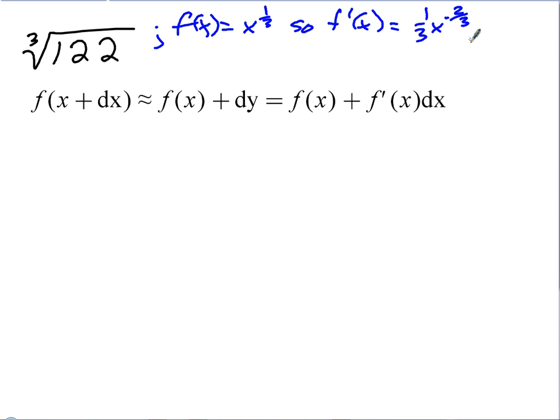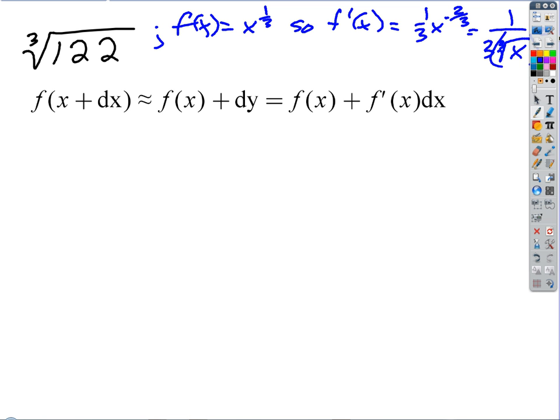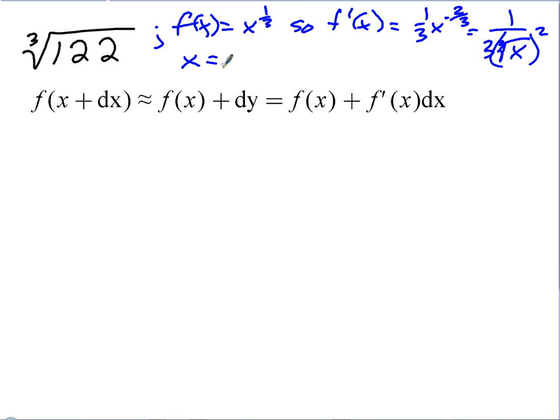Now that 2/3 seems a little weird. How do we think of x to the 2/3? Cube root of x squared. So we could even write this as 1 over 3 times the cube root of x squared. What's x? x is the convenient value, 125, a perfect cube, which makes dx negative 3. Good.